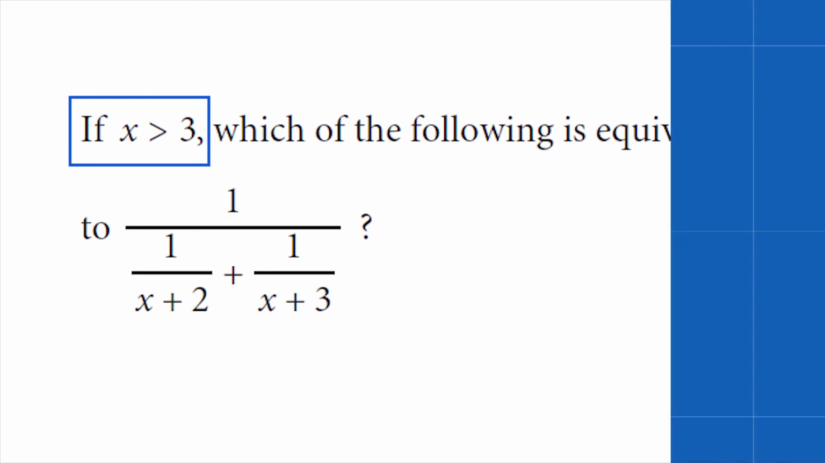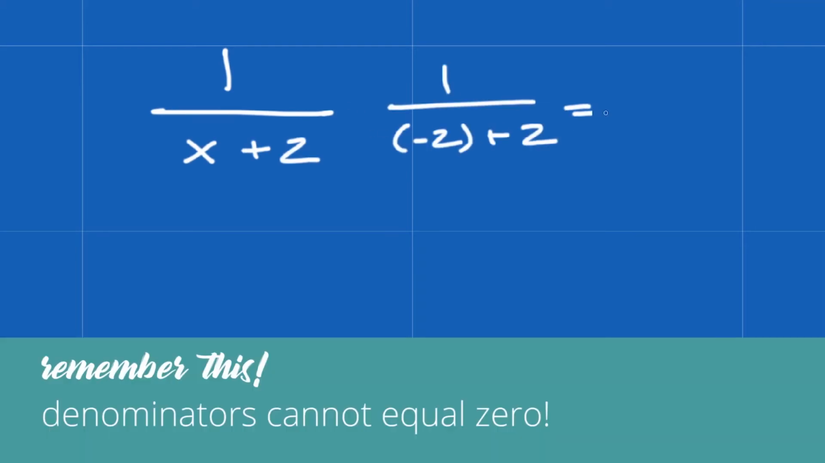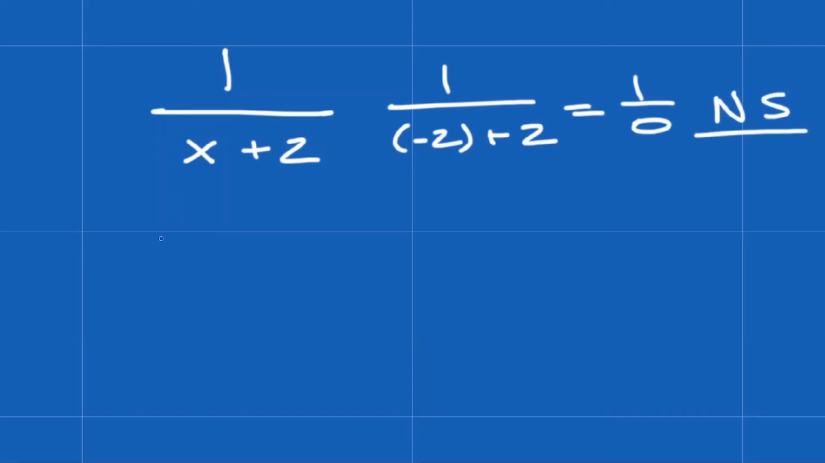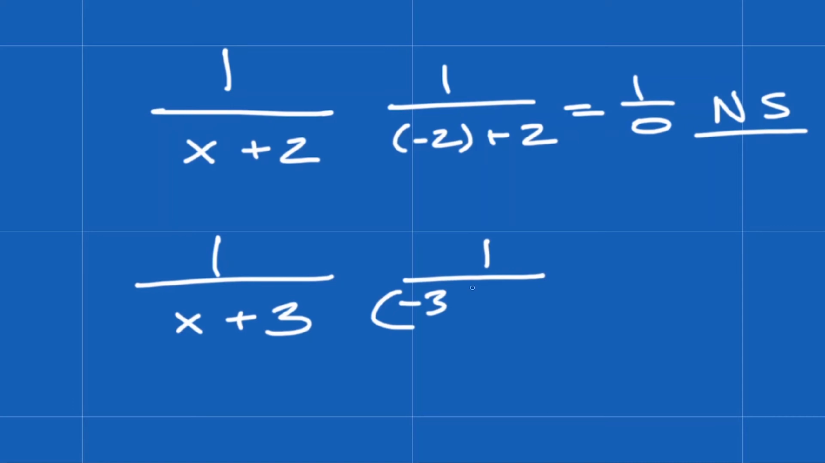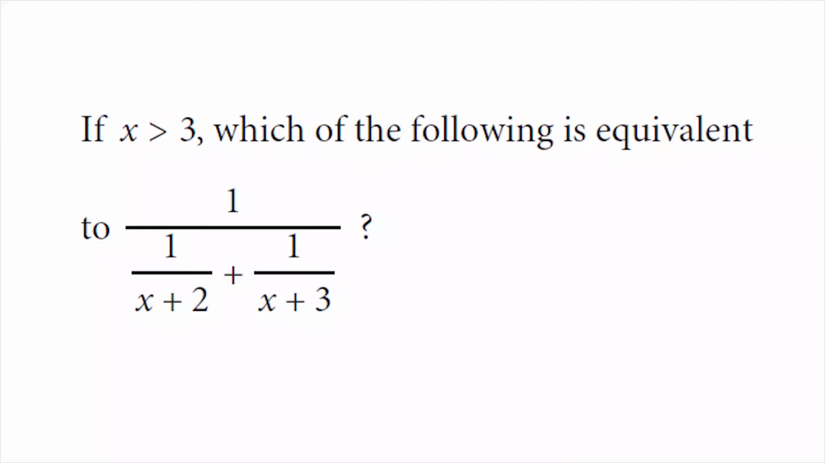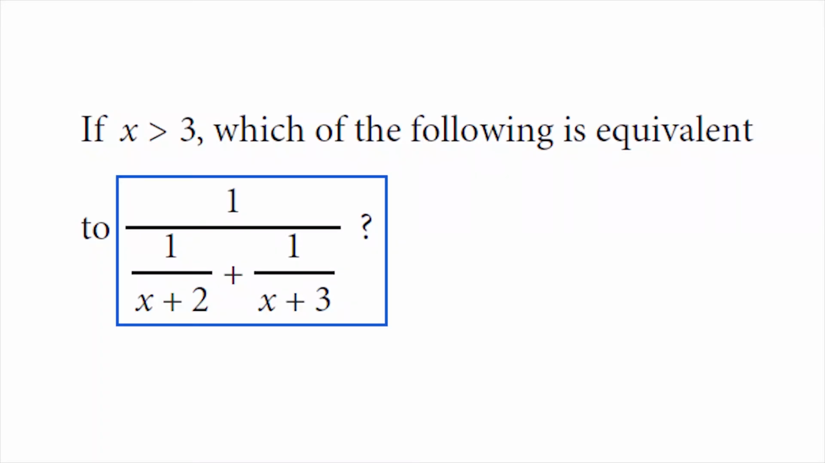The only limitations to x that you should care about is making sure that x doesn't equal -2 or -3. The reason why? Well, if x equaled either of those numbers, we would end up with a 0 in the denominator, and that's going to be no solution automatically. So that's a no-no. Beyond that, they ask us to find something equivalent to this expression.